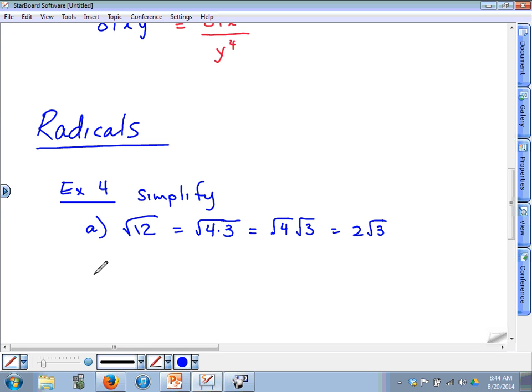We need to move beyond square roots though into other types of roots, because radical doesn't just mean square roots, cube roots, fourth roots, whatever it is. Let's try cube root. Cube root of 54. Now again, I would like to give you time to work this out. We really don't have the time, so let's just write this down.